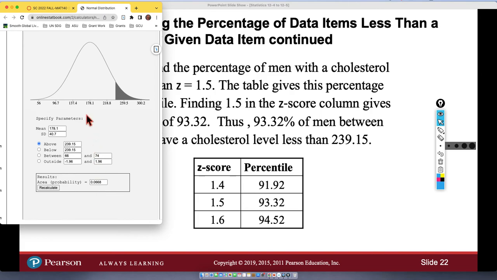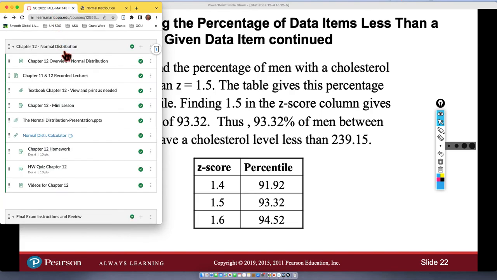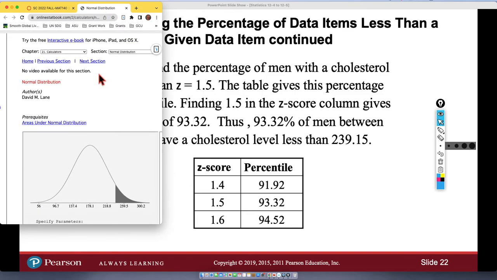It's an online calculator. This link right here will take you there. And I guess if you go, it's onlinestatbook.com. So anyway, I did a search.